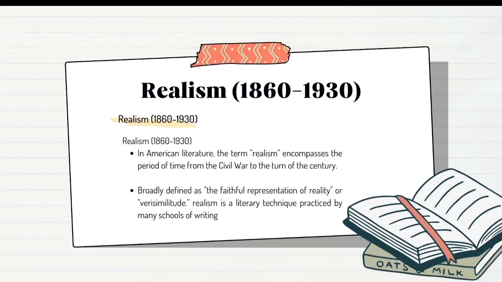Okay, let's move on to realism and industrialization during the later periods in American literature. Realism, 1860 to 1930. In American literature, the term realism encompasses the period of time from the Civil War to the turn of the century. It is broadly defined as the faithful representation of reality, or verisimilitude. Realism is a literary technique practiced by many schools of writing.